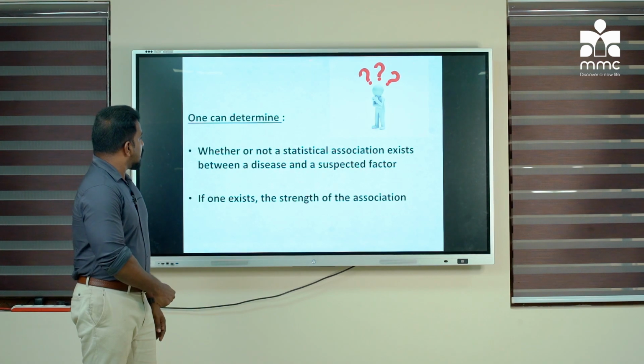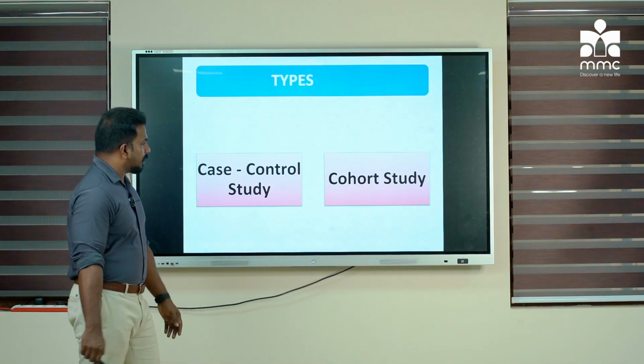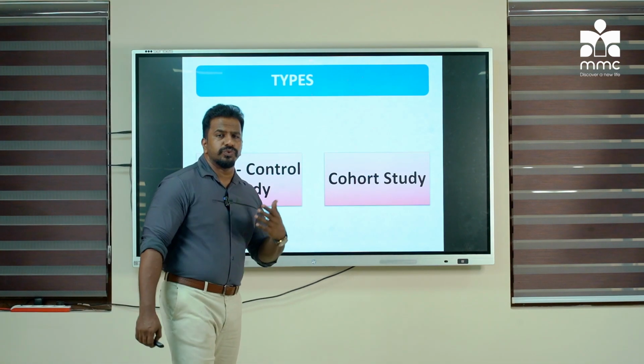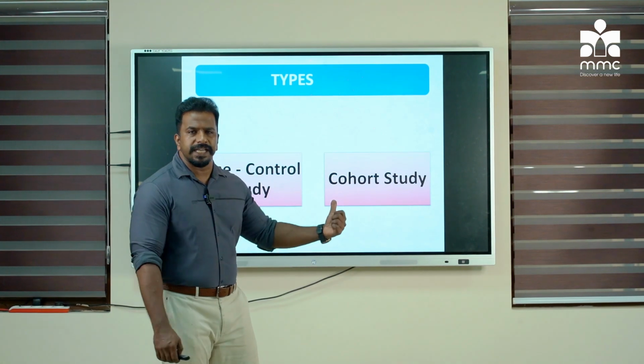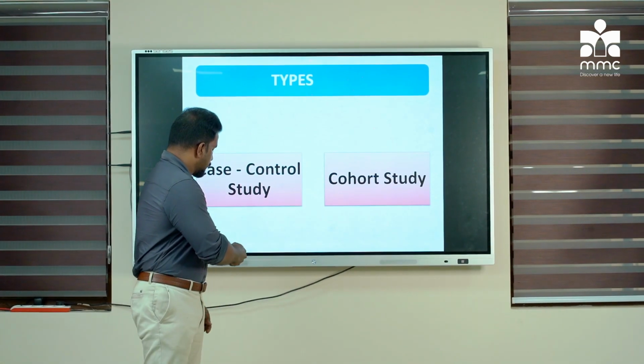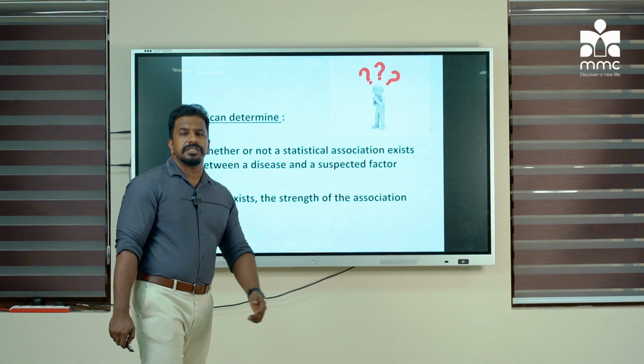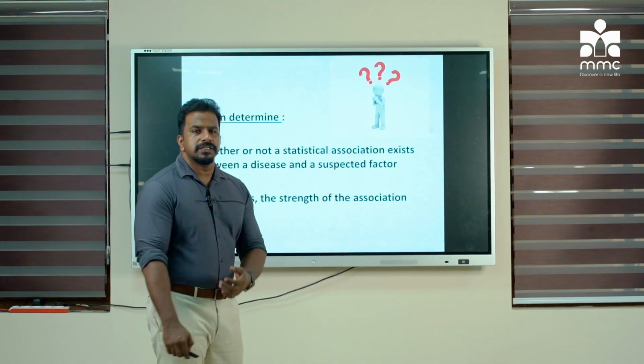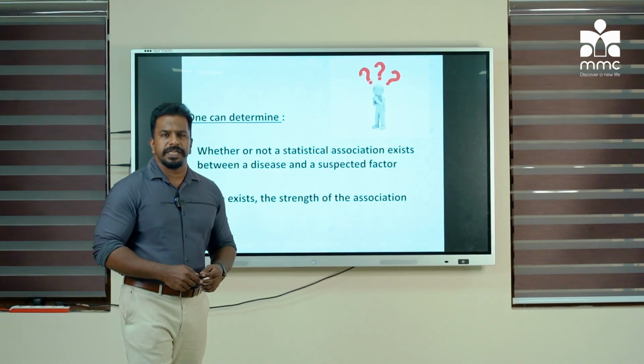So next, the types of analytical study: there are two main types, case control and cohort. That will be dealt with in the coming classes. So with the descriptive part we will be ending today.